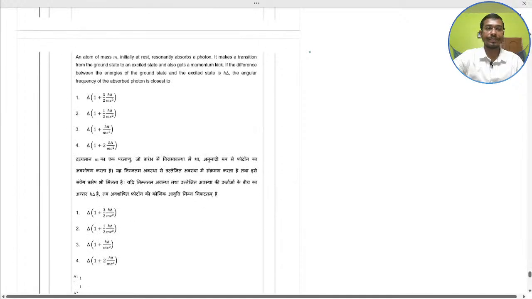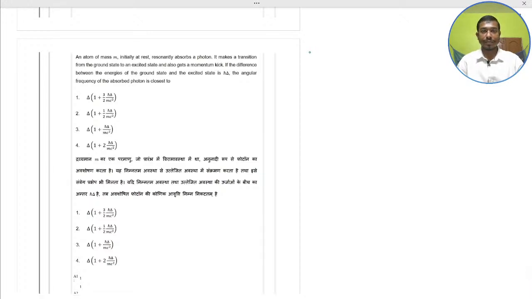Next, go ahead. An atom of mass m initially at rest resonantly absorbs a photon. It makes a transition from the ground state to an excited state and also gets a momentum kick. The difference between the energy of the ground state and the excited state is h cross del. The angular frequency of the absorbed photon is closest to what? Question number 72. This is from atomic physics, atomic transition.